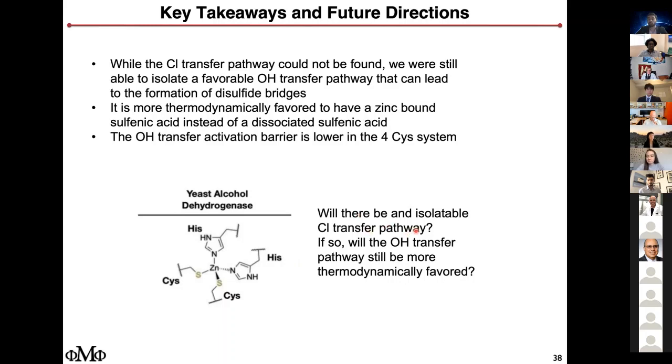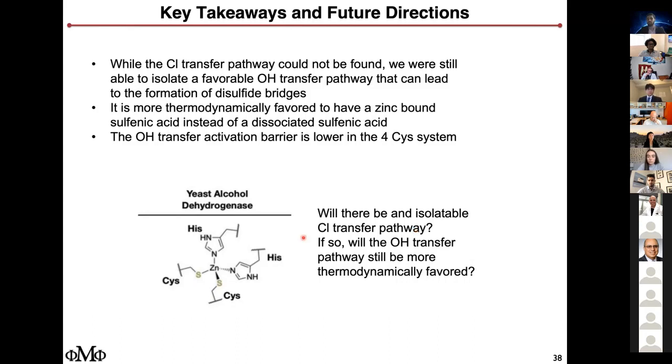Just briefly, one of the main reasons why the Cl transfer pathway was not viable in my system was just due to the overall electronics of my system. Having 4 cysteine residues or 4 thiolates increases the overall charge of the system. And when it's like that, it's more flexible and subject to variation of things that can happen. And there were certain favorable hydrogen bonding interactions that were occurring that prevented the Cl transfer pathway from occurring.